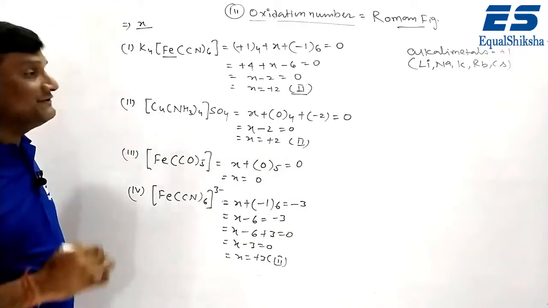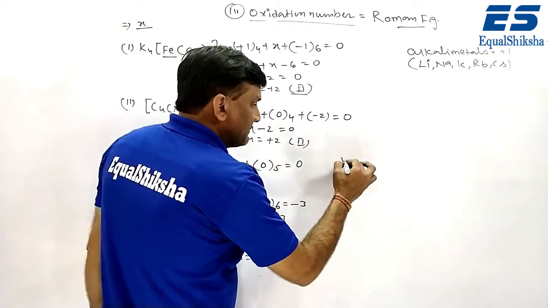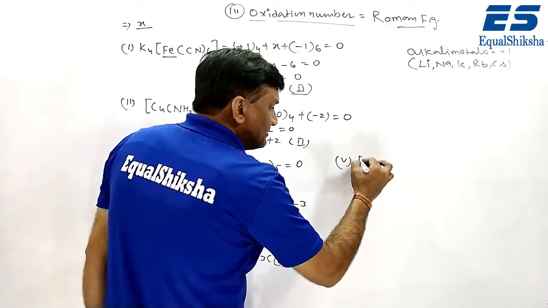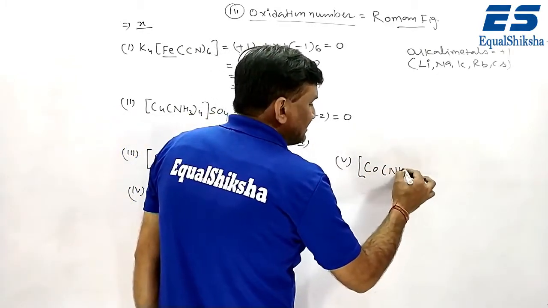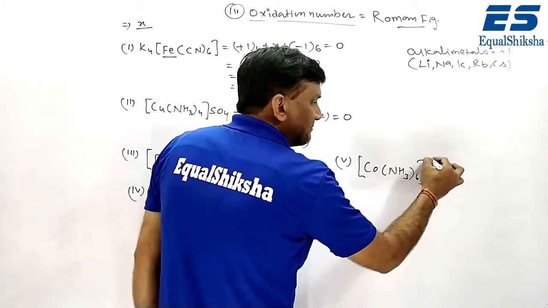We'll take another, the fifth example, which is most important. The fifth example you can take is [Co(NH3)6]3+.